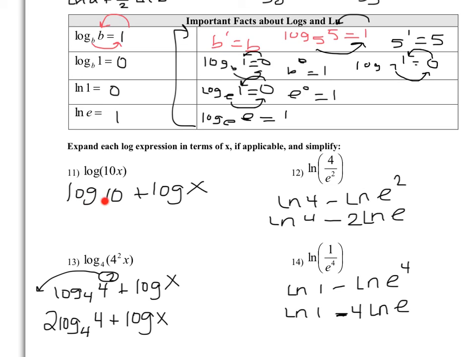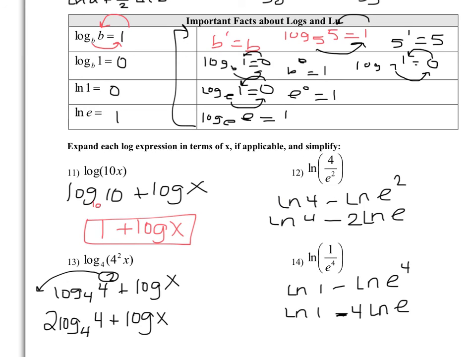Okay, so log of 10. Well, we know that if there's no base written, then it's got to be 10. So log base 10 of 10, isn't that this? Log base 10 of 10, that's 1. So this simplifies to 1 plus log x. Final answer.